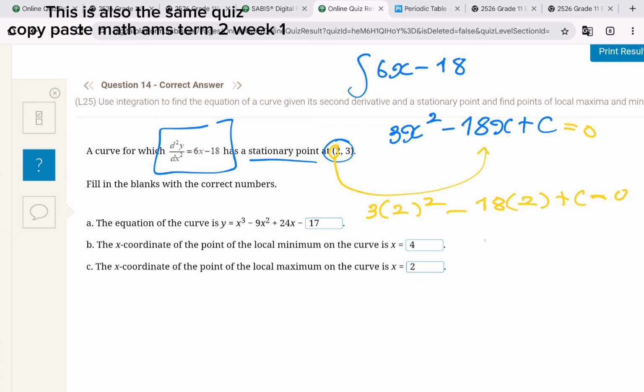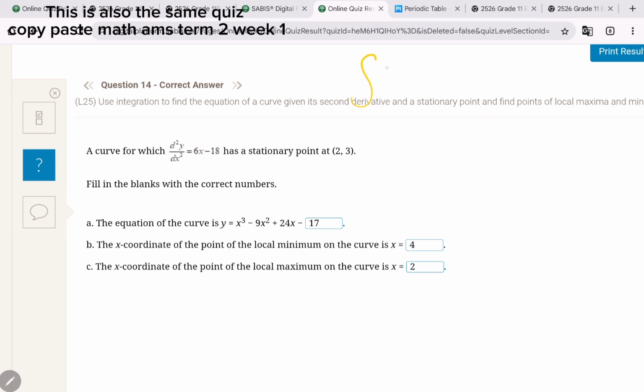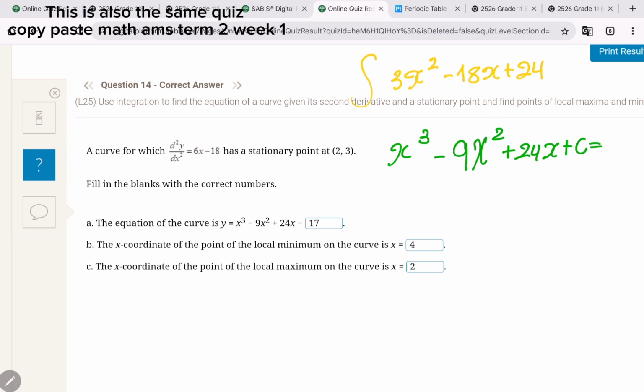Now, I need to do integration for what? I need to do integration for 3x squared minus 18x plus 24. So let's do the integration of this. It is gonna be x cubed minus 9x squared, plus 24x plus c is equal to what? I'm doing all of this mentally because it's easy to do.